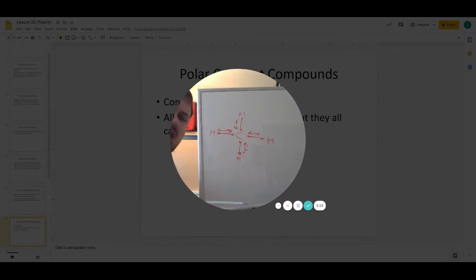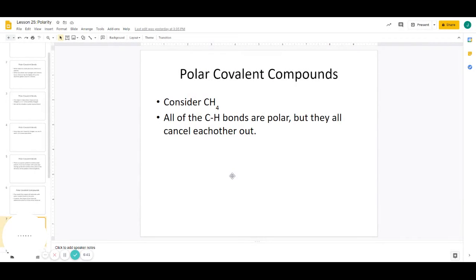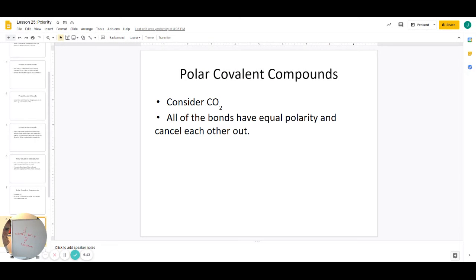So let's just go with this. You're going to end up having no polarity. It's going to be nonpolar. And why is that? Because these all cancel each other out. Okay, so it's nonpolar. So this is how you can have a polar bond in a molecule, and overall the whole thing is nonpolar. Let's do CO2.